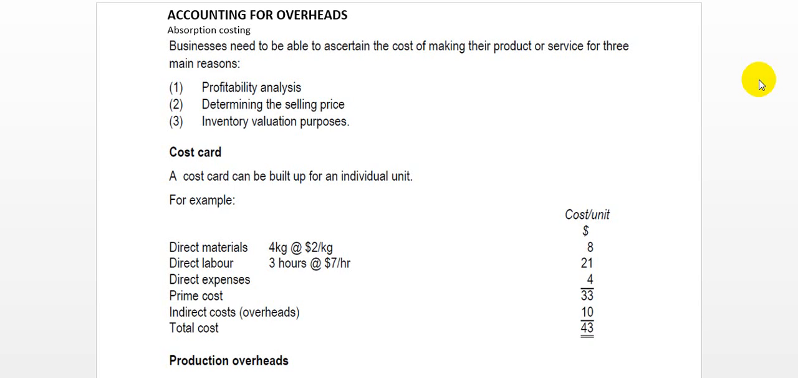Also, if that bread has not been sold, you need to record it as inventory. So you also need to know the cost for the purpose of valuing the inventory.